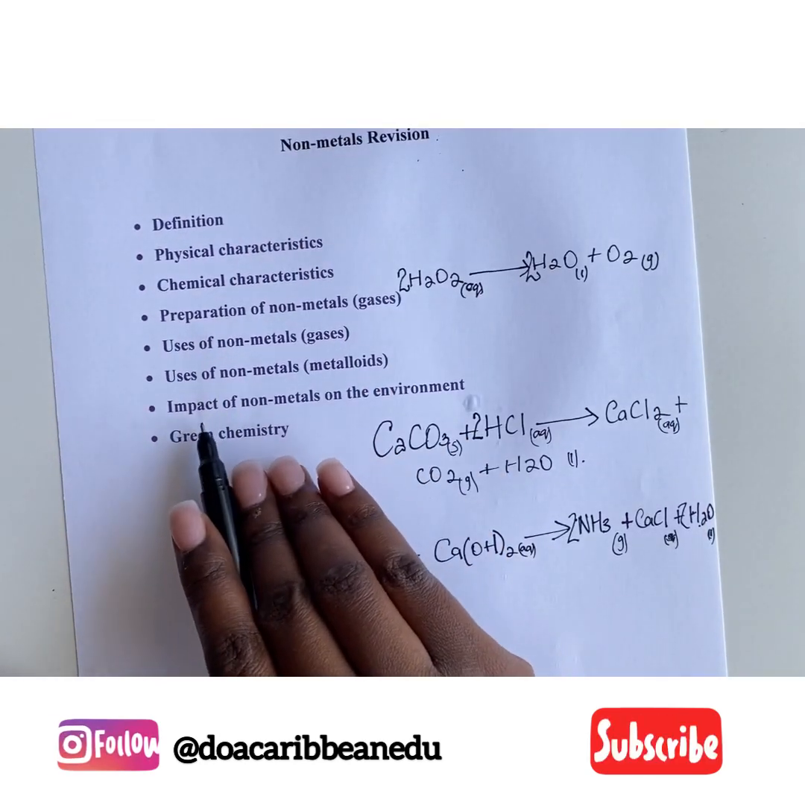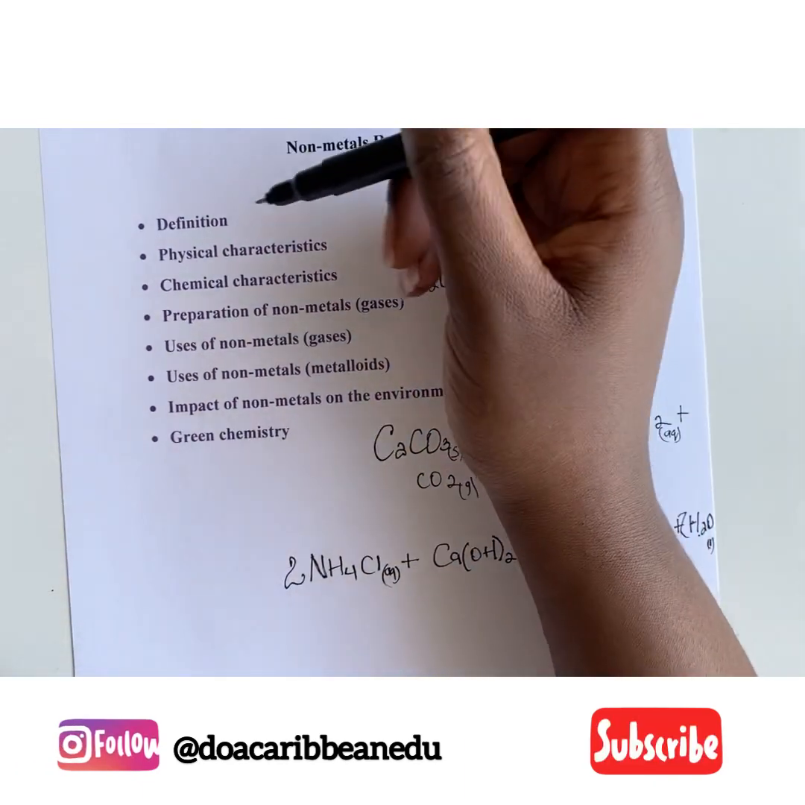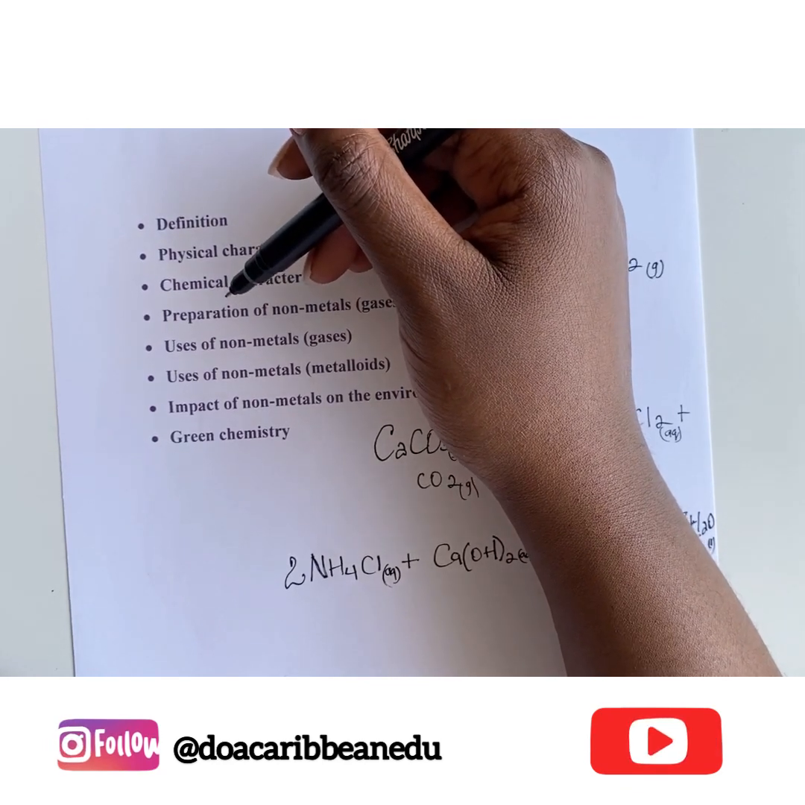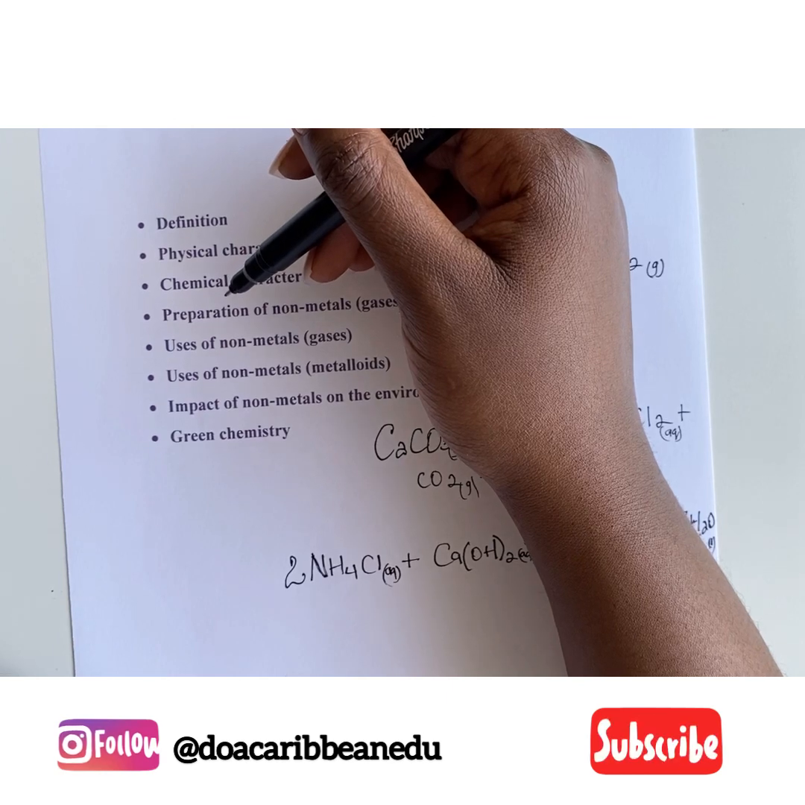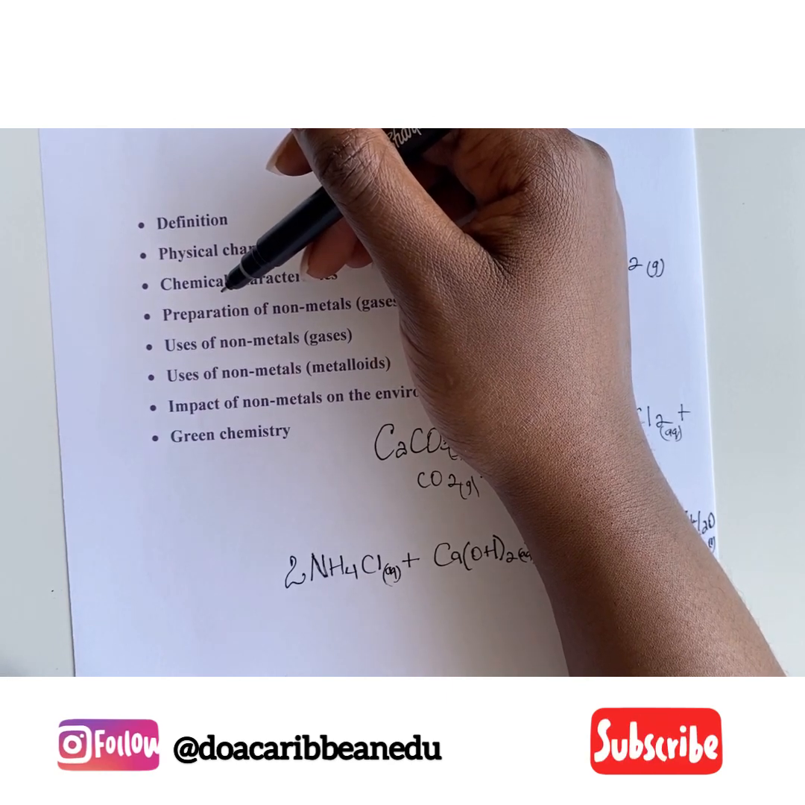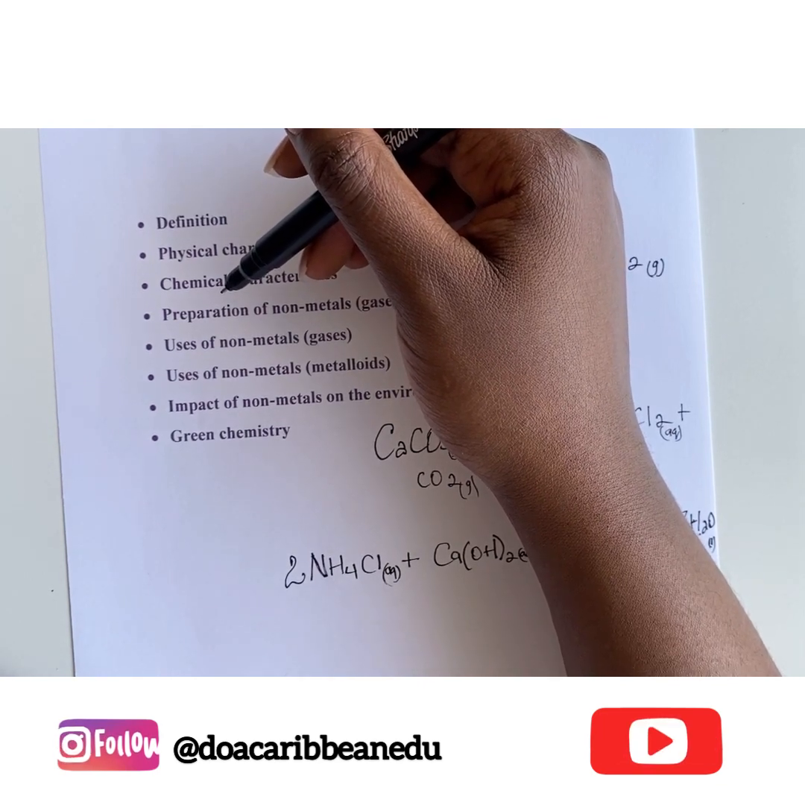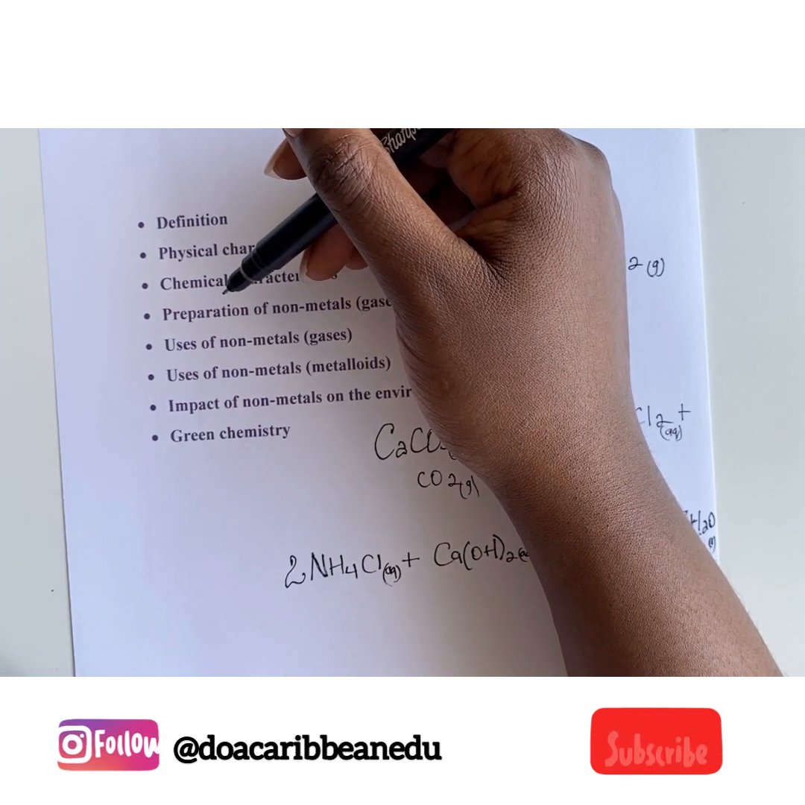Next, you need to consider the impact of nonmetals on the environment. Now, nonmetals are very useful, but on the contrary, they do contribute to the degradation of our environment. Recall, carbon dioxide is a greenhouse gas that causes global warming. The oxides of nitrogen cause acid rain. The oxide of sulfur causes smog.